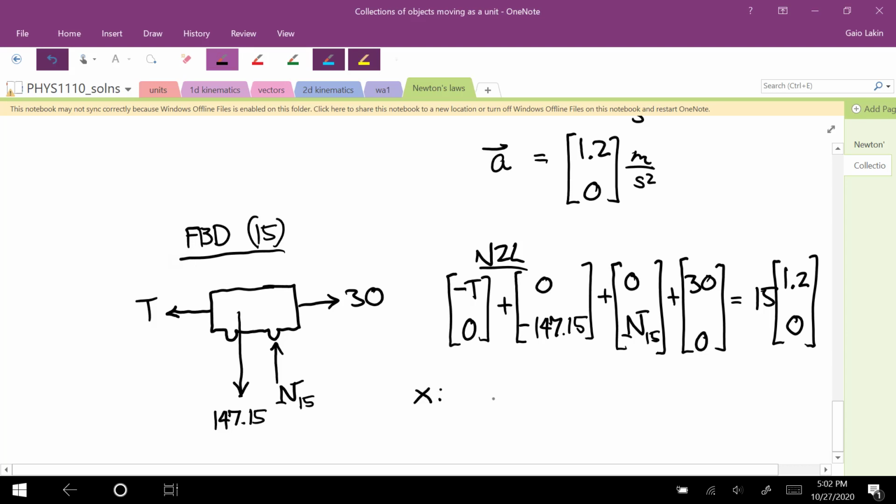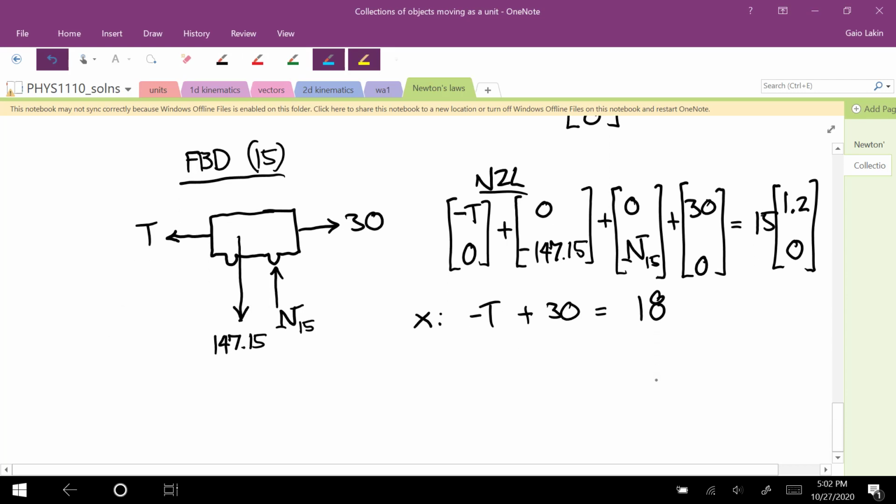So the x component of this equation says negative T plus 30 is equal to 15 times 1.2. I guess that is 16, right? 15, 18. Yeah. So 18. And so now you do the algebra to solve for T. You get T is equal to 12 newtons.